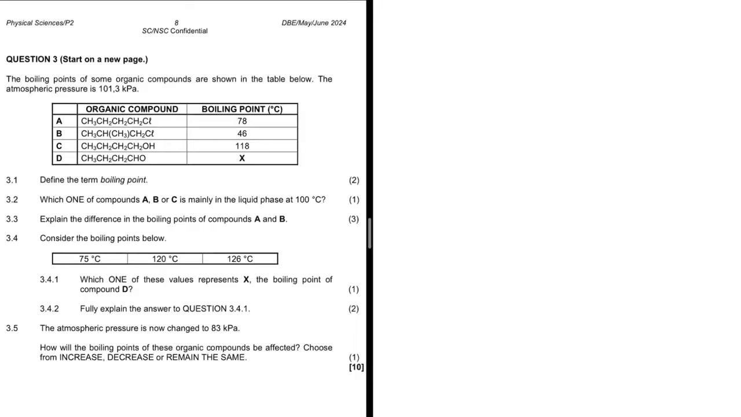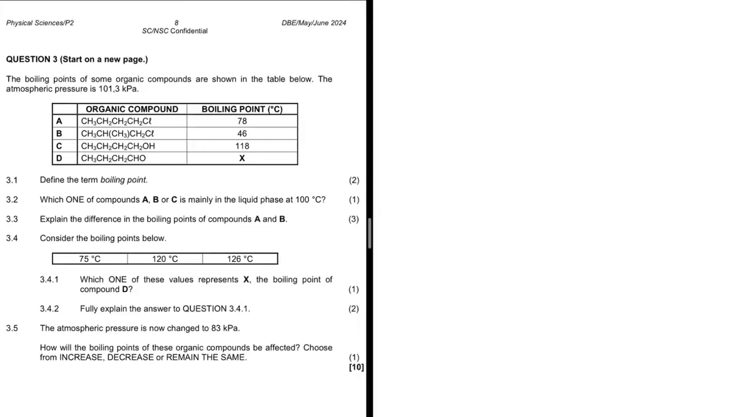So X should be less than 118 degrees Celsius at least. Take a look at this. We have 120. This can't be correct because D must have a lower boiling point compared to C, because D is dipole and C is hydrogen bonding. And this is also not true because it cannot be higher than that of alcohol. So the only thing that makes sense is 75 degrees Celsius.